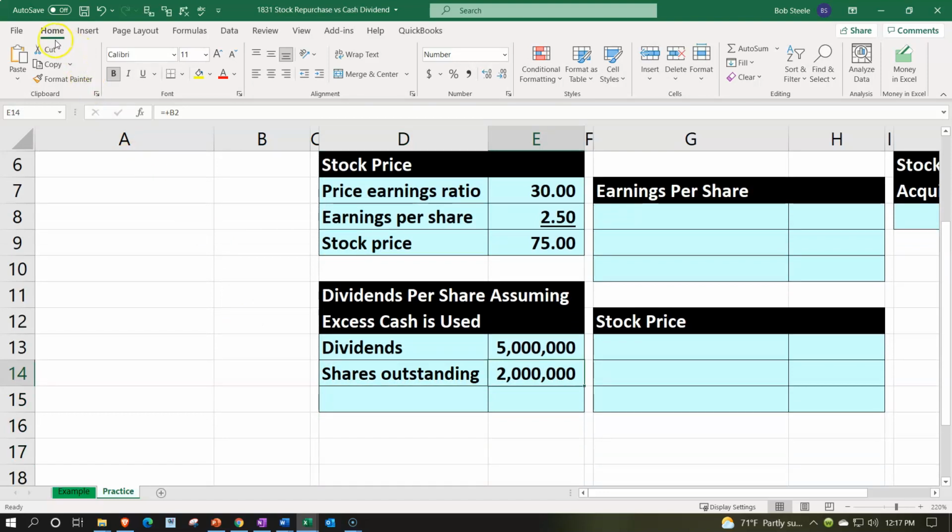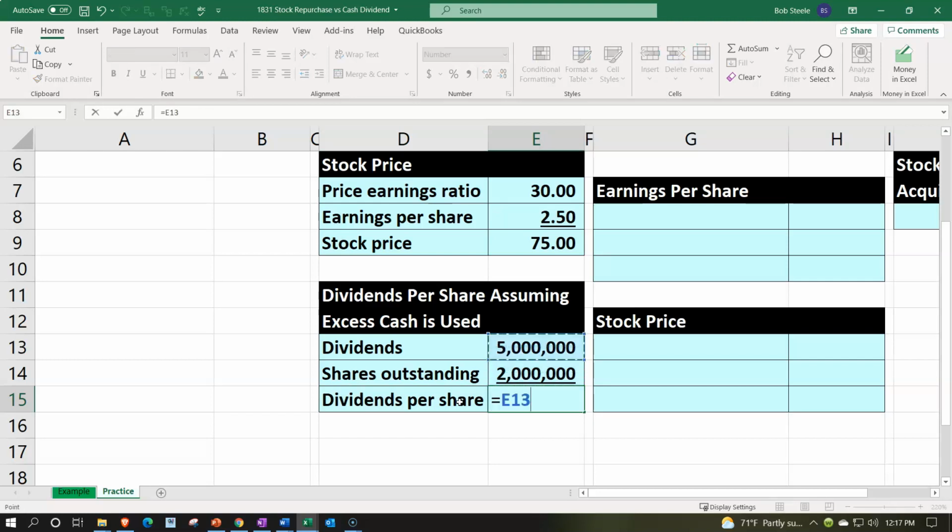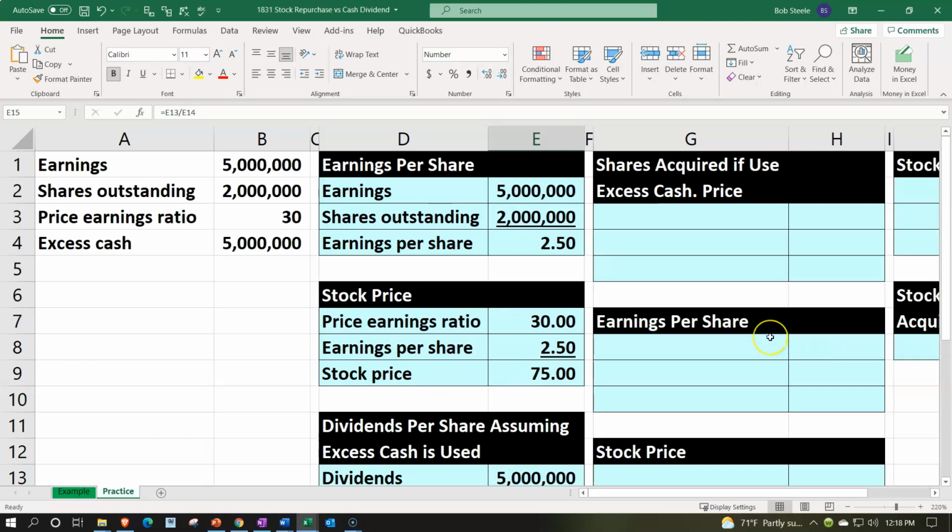So we're going to go home tab, font group, and underline it. That'll give us our dividends per share, dividends on a per share basis. So we've got the dividends going out in total, 5 million, divided by the number of shares out there, 2 million. Let's add a couple decimals in the number group. We're at the 2.5.